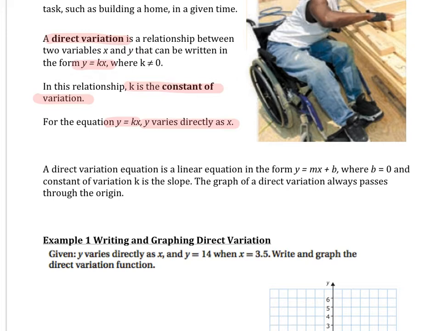So a direct variation equation is a linear equation in our form y equals mx plus b, where b equals 0, and k, the constant of variation, is the slope. So the graph will always pass through the origin.